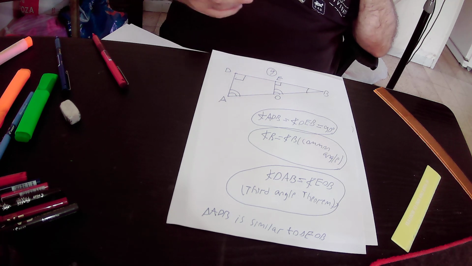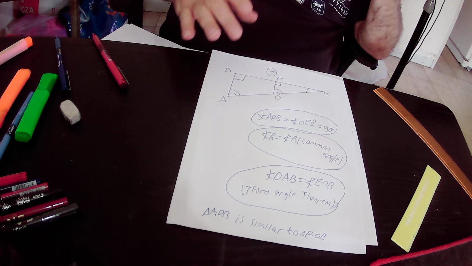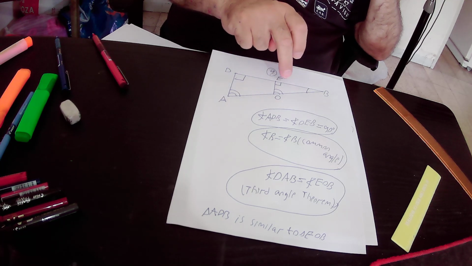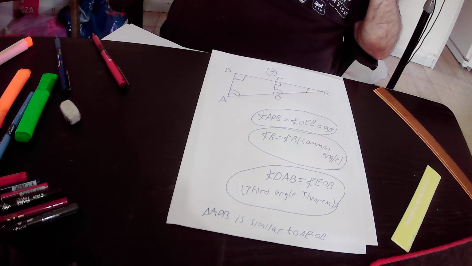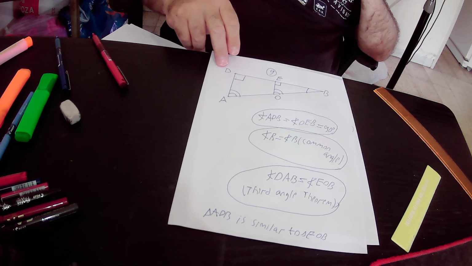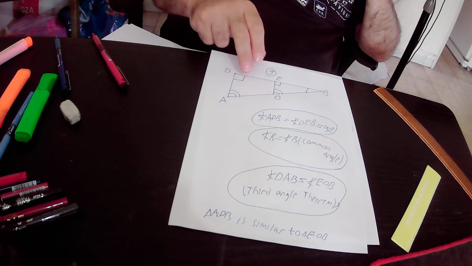Okay, so we actually proved that all the angles in the big triangle, triangle ADB, are equal to all the angles in the small triangle, triangle EOB. Therefore, we actually proved that those two triangles are similar to each other according to angle similarity.